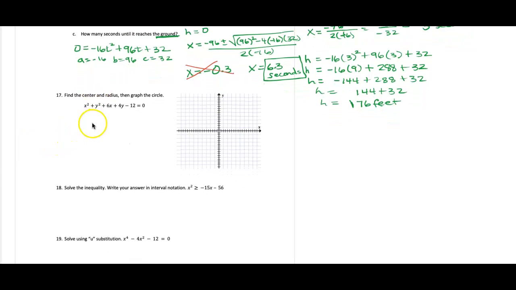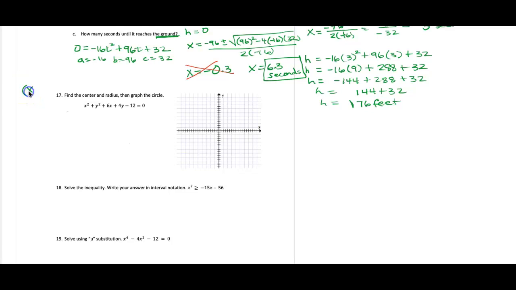Okay, we've got 3 more here. So number 17, find the center and the radius and then graph the circle. Well, in order to find the center and the radius, we've got to change it to standard form. And to change it to standard form, we need to complete the square.